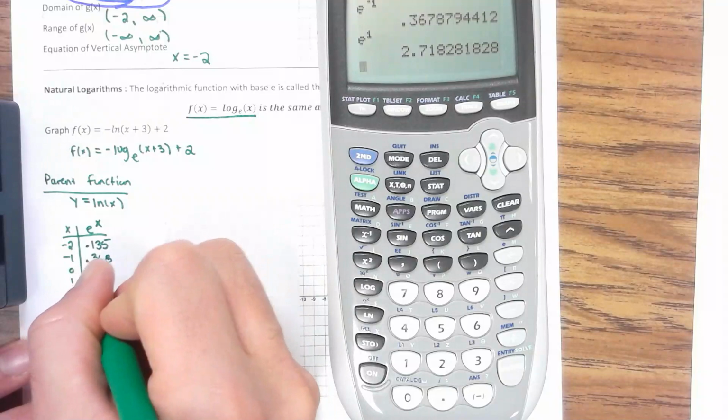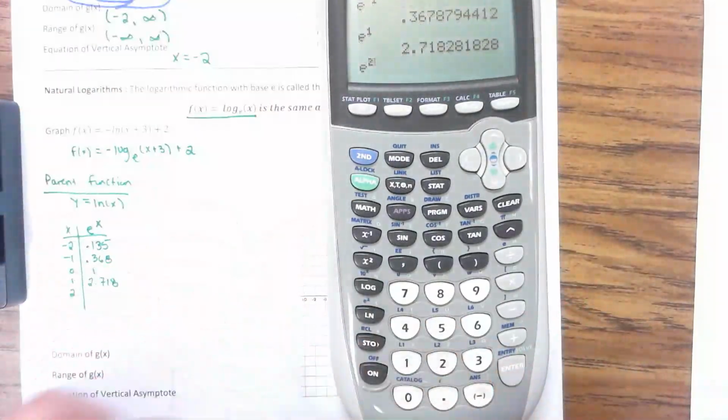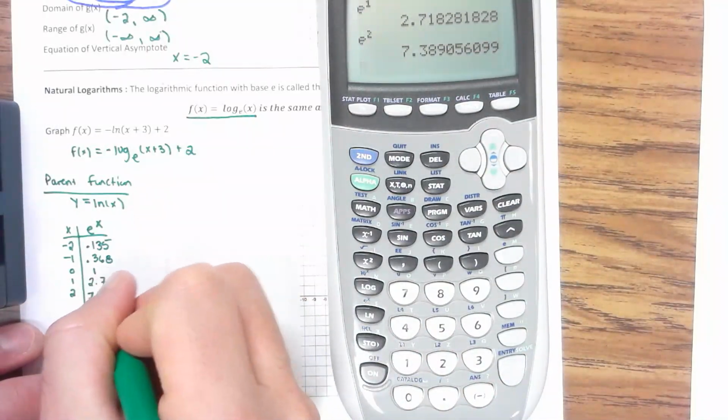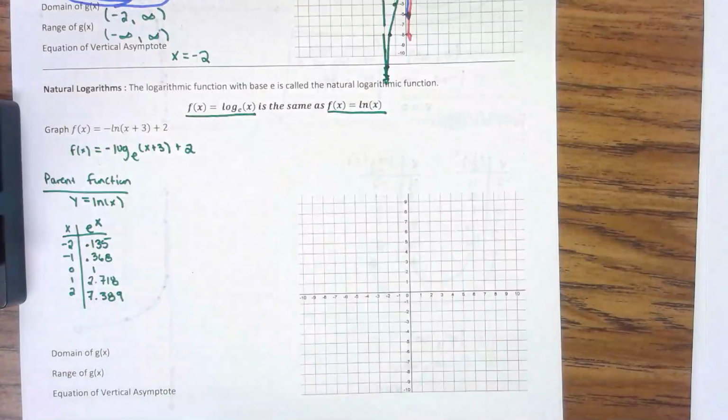And then e itself is 2.718, and then e squared is 7.389. So we have a ton of decimals, making it a little bit more challenging, but the process is essentially the same. So take it from here.